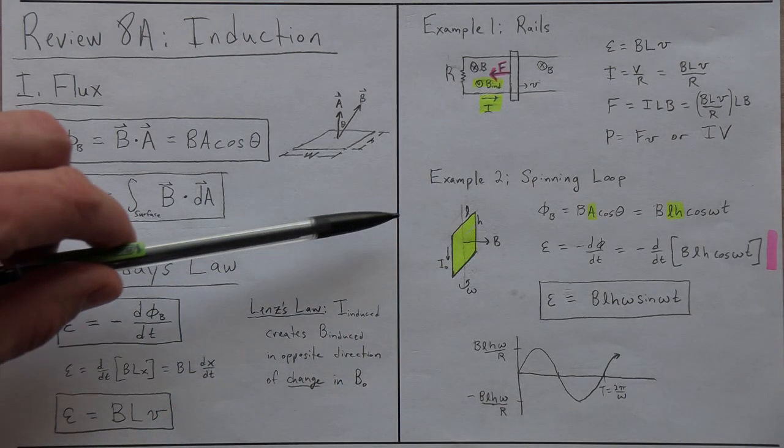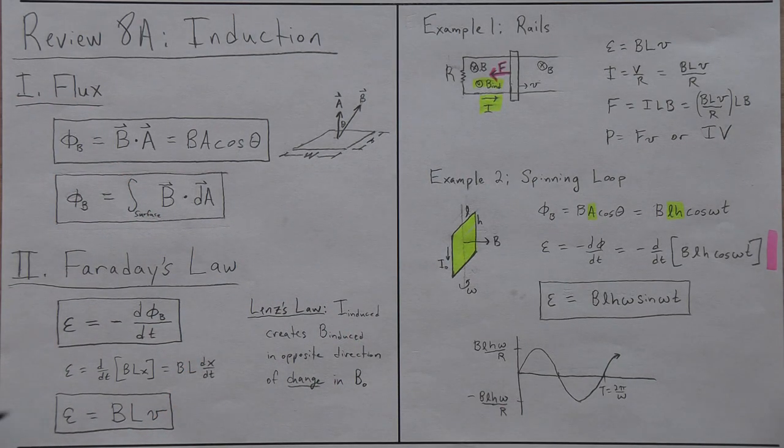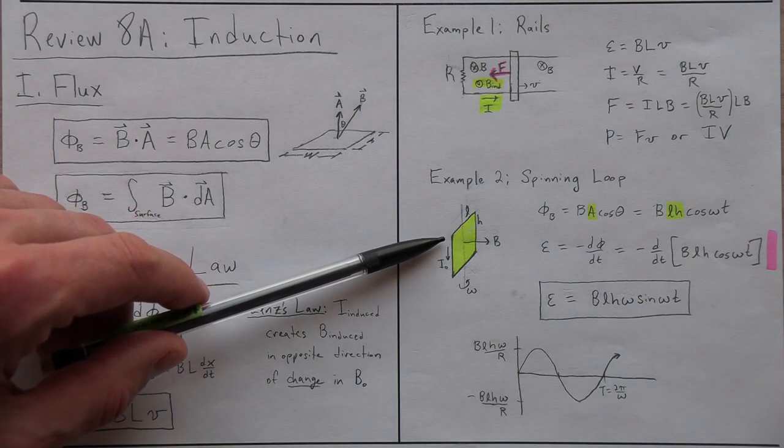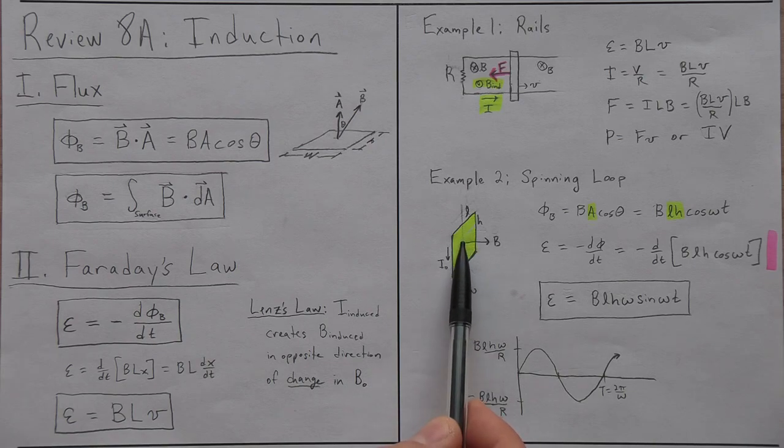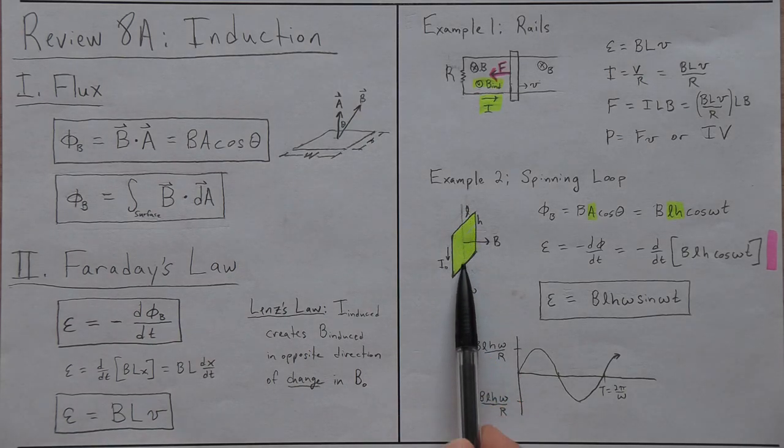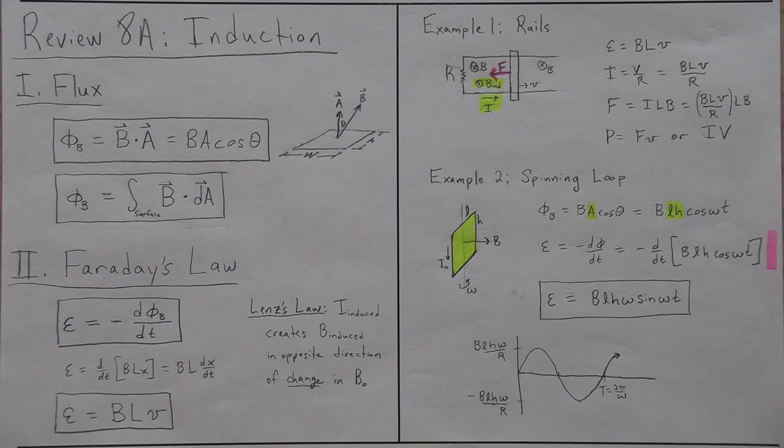Example 2, a spinning loop. So now what I have is a loop with dimensions L, H, okay, and a magnetic field coming this way. That loop is on an axle right here, the light line, that's spinning at omega. Remember from mechanics, omega is radians per second, theta over time.